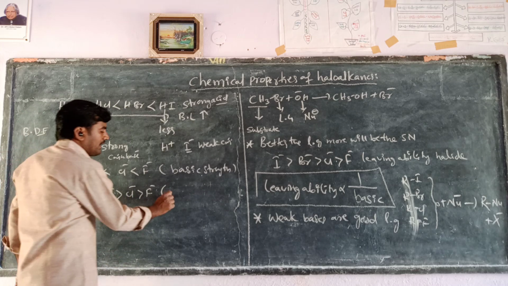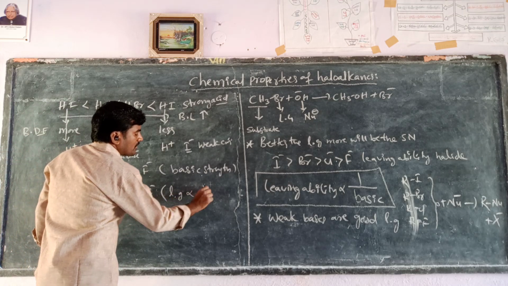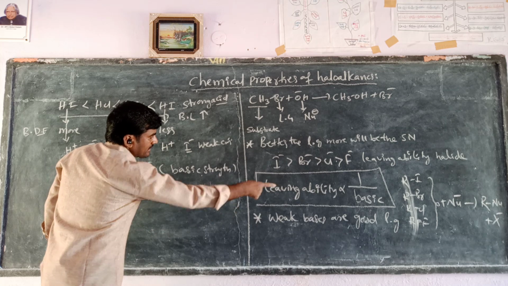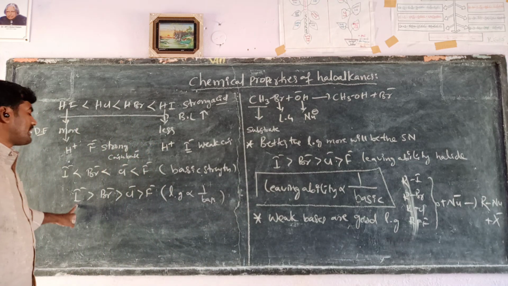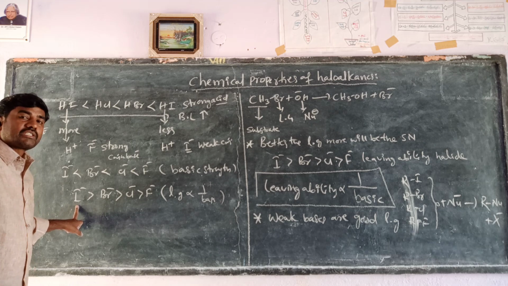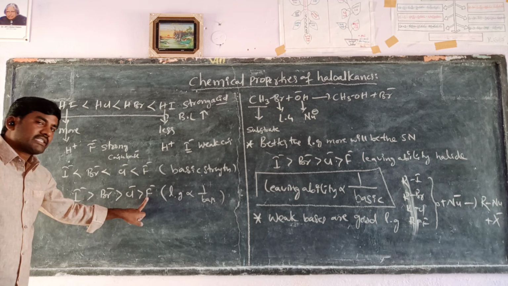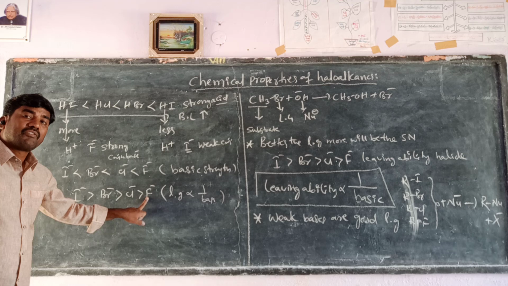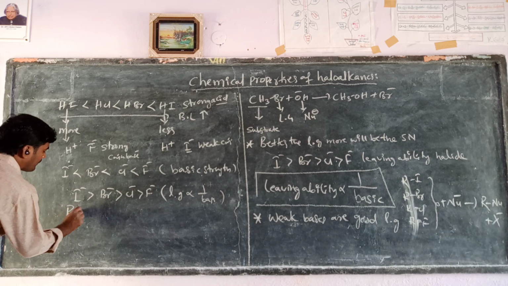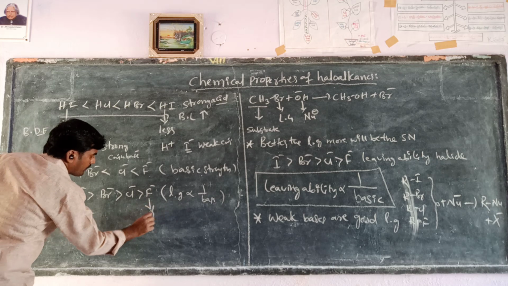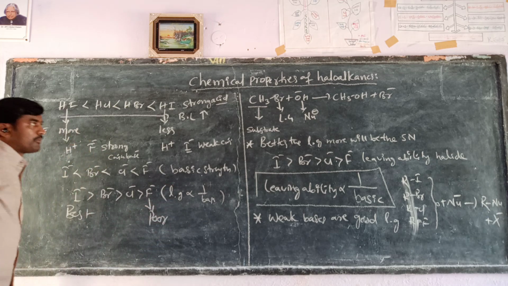Now the leaving ability is inversely proportional to the basic character. Already we have discussed that. So I minus is the weakest conjugate base, so it is a good leaving group. F minus is the strongest conjugate base, so it is a weak leaving group. This is the best leaving group, and this is the poor leaving group.